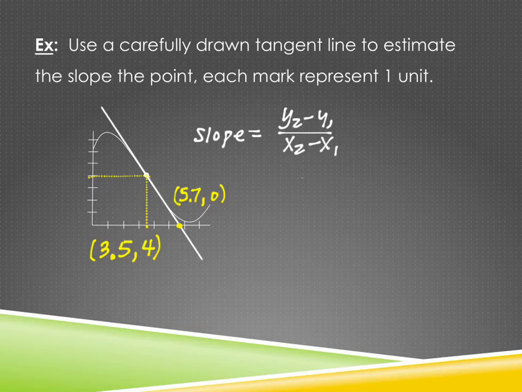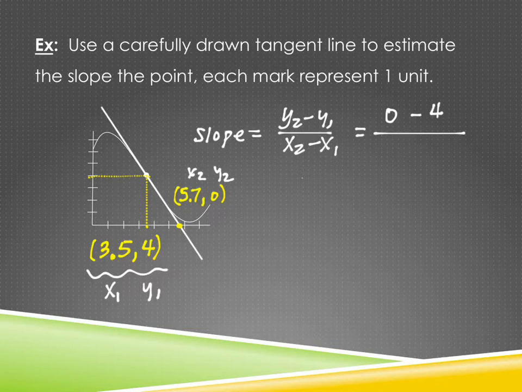So we're going to calculate slope. We'll call this my x1, y1, and we'll call this x2, y2. So y2 is 0, y1 is 4, x2 is 5.7, and x1 is 3.5. Does that look good? Seem reasonable? Fabulous. So I have negative 4 on top. I have 2.2 on bottom.